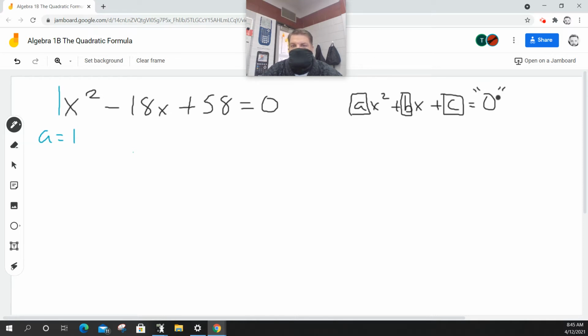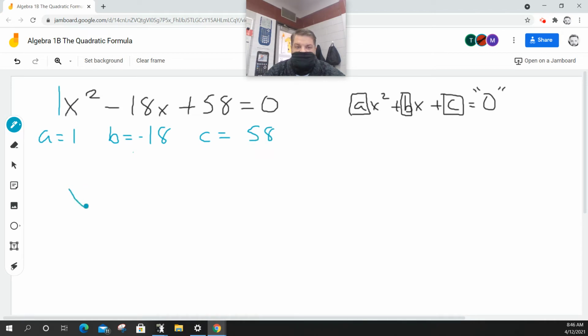Now, what they'll do on the SAT and even on this assignment is sometimes they don't necessarily write it exactly in this order. So you have to rearrange it, or sometimes you have to solve it for 0. But once you have it written this way, a, b, and c are the values that we use in the quadratic formula. So a is 1, b is negative 18, and then c is 58.